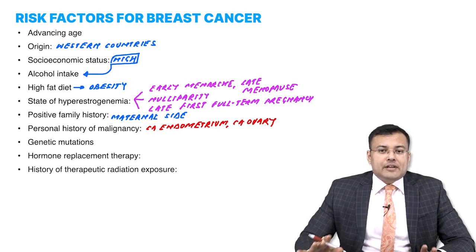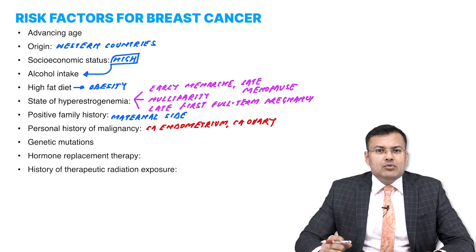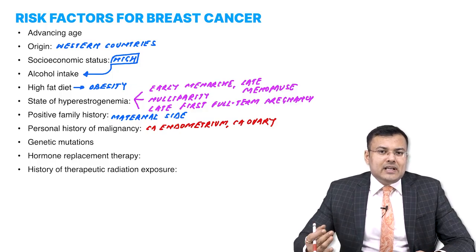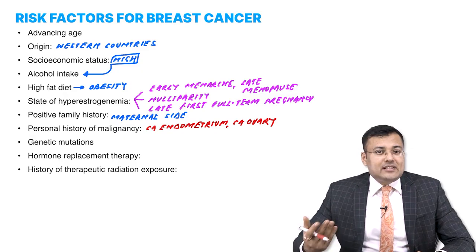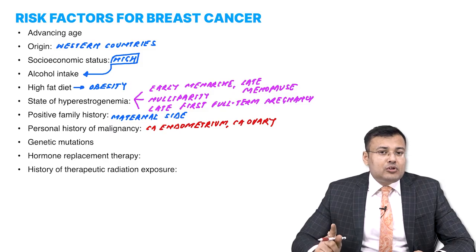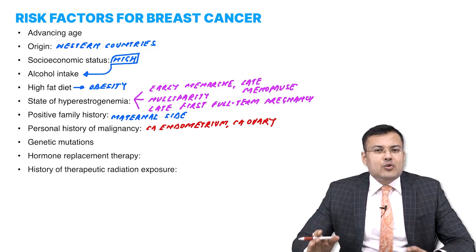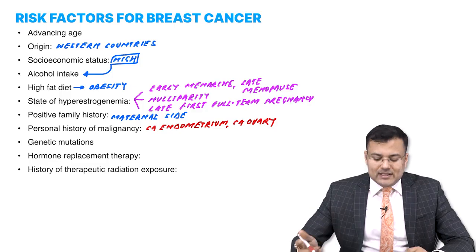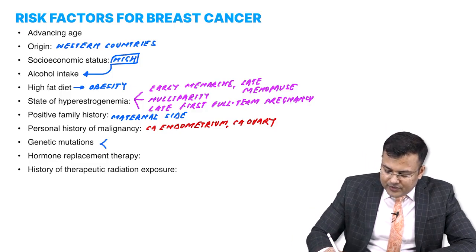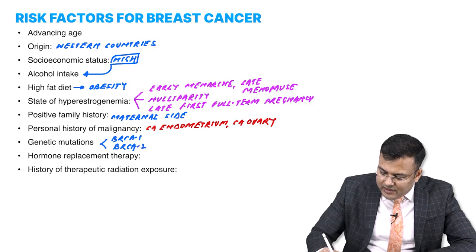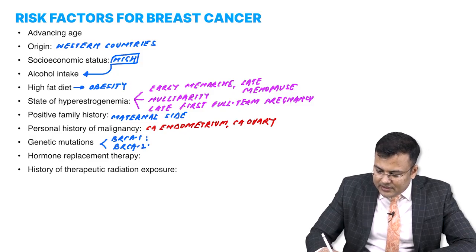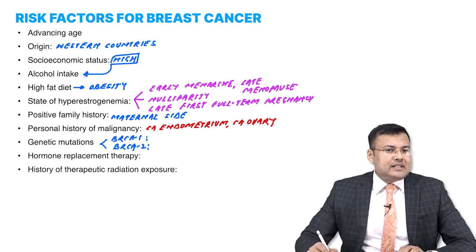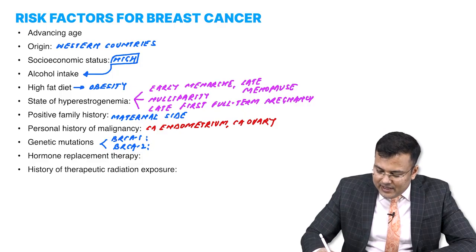After that, genetic mutations, which are very, very important: BRCA1, BRCA2. Both BRCA1 as well as BRCA2 increase the risk of breast cancer in both males and females. I'm repeating, both increase the risk of breast cancer in both males and females. But BRCA1 mainly in females, BRCA2 mainly in males.